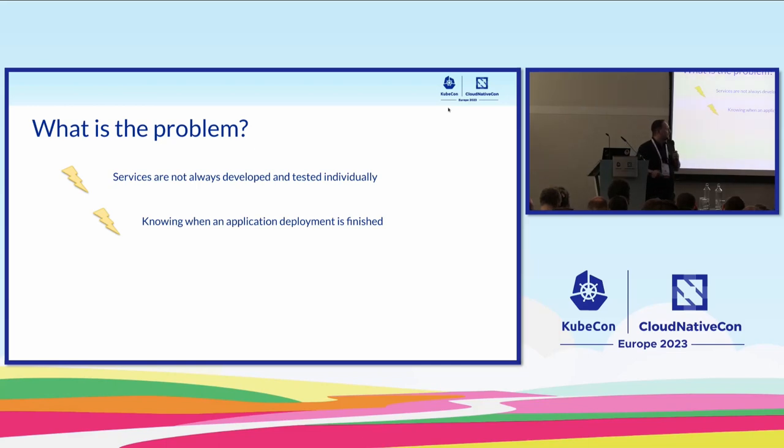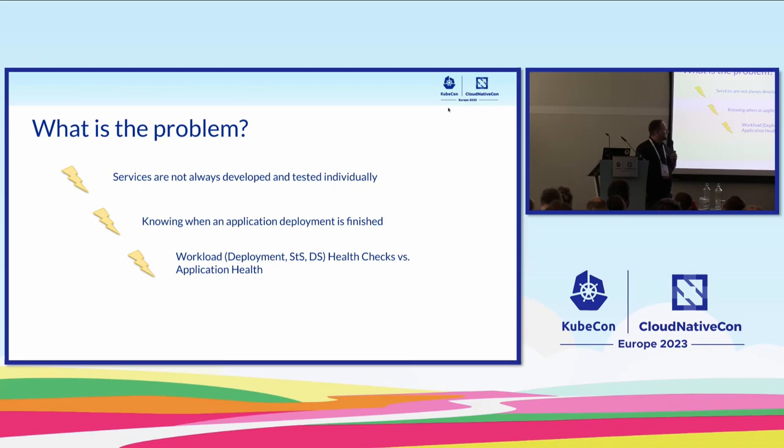Furthermore, when we deploy things in Kubernetes, we know that our workloads are running. We know that they are most probably in the state we defined somewhere, but we never know when the application deployment is finished. So there is no resource at the moment in Kubernetes which tells us in which state the application is.